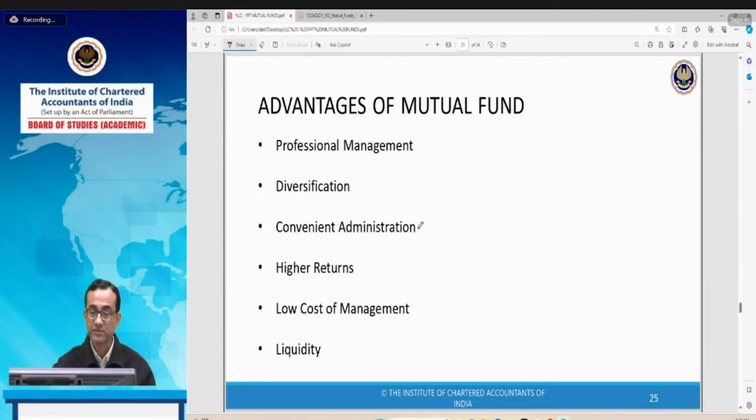Now come to the various advantages of mutual funds. The first advantage is professional management. The mutual fund managers are professionals in their field, and because of that, an investor who does not have the time to research and analyze on his own which companies or shares to invest in, or whether the investment should be in large cap, mid cap, or small cap, does not have to pay attention to all these issues. They can simply invest in a mutual fund and leave it to the mutual fund managers, who are professionals in their field.